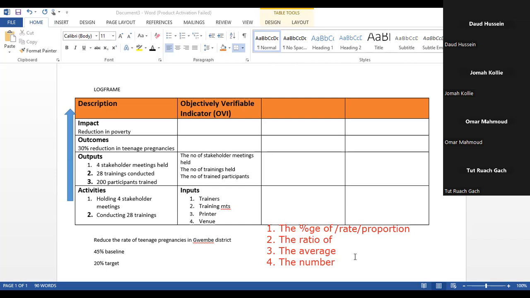Because once we say reduced, we limit our indicator to measure results in one direction, just the moving down direction. But an indicator can measure performance whether this rate goes up, because it is possible, or goes down. So an indicator avoids the terms increased, reduced, those kind of things.